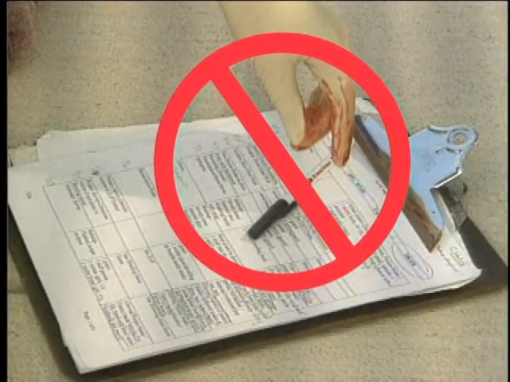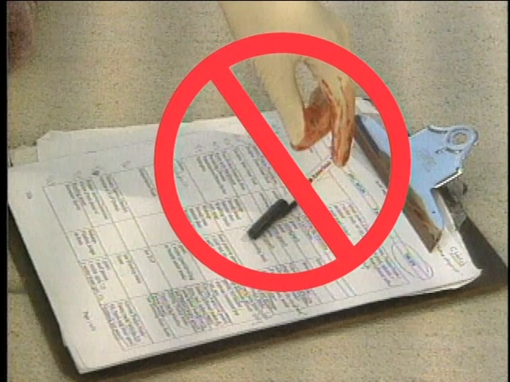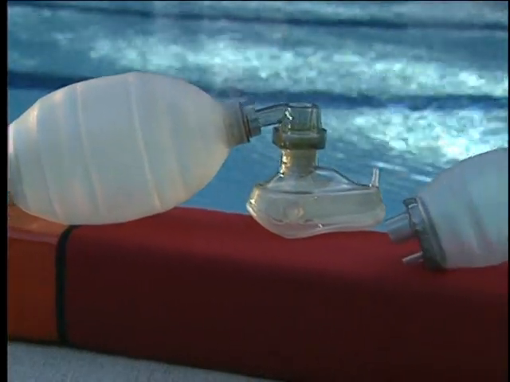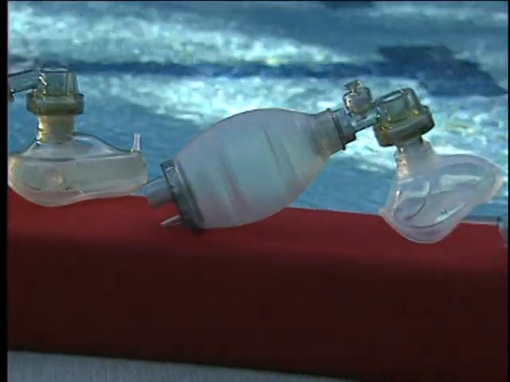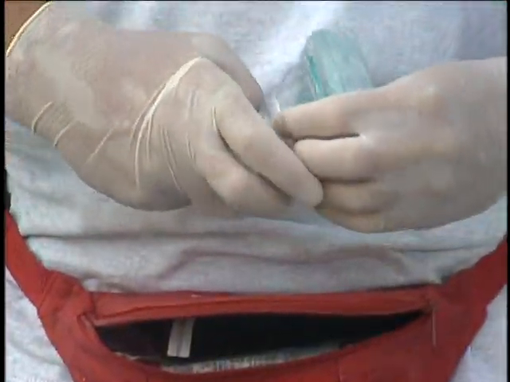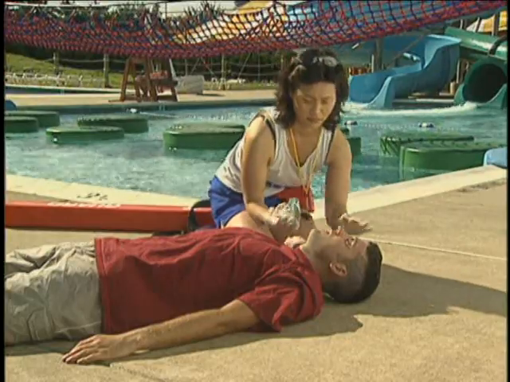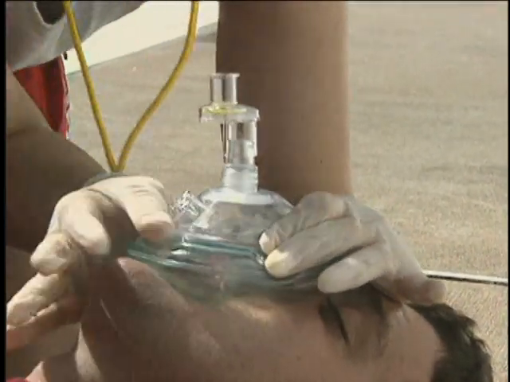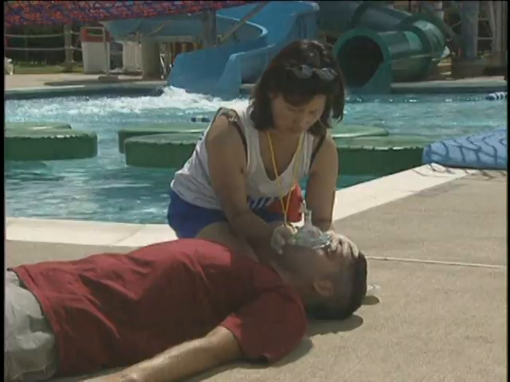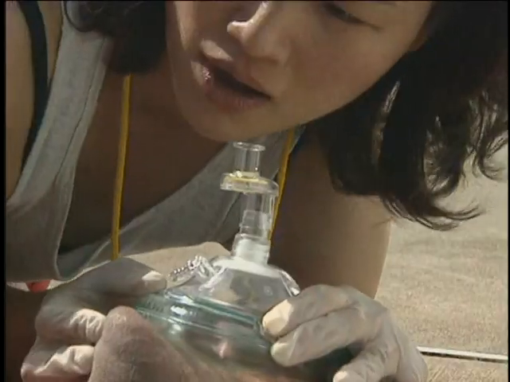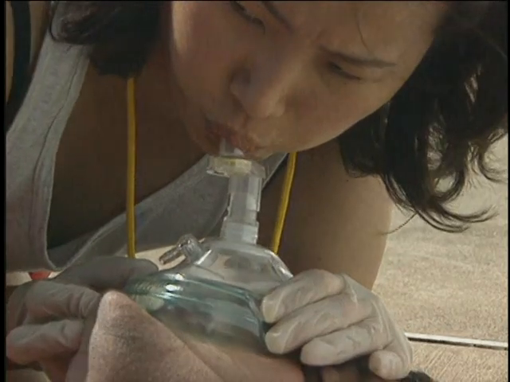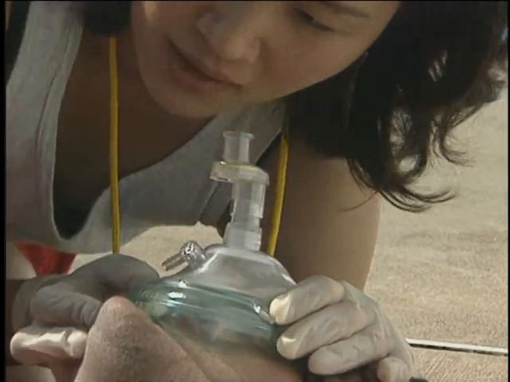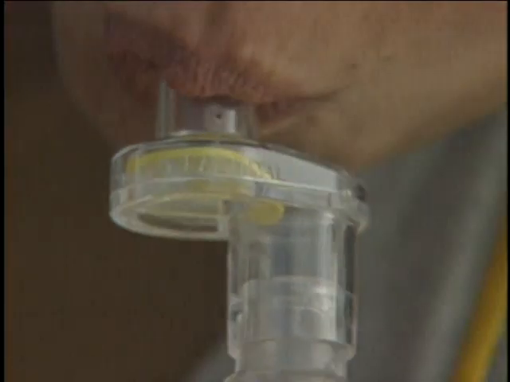Never handle personal items such as pens or combs when wearing soiled gloves. Breathing barriers include a variety of resuscitation masks and face shields. These devices are placed between you and the victim's mouth and nose to prevent you from making direct contact with body fluids. You should know how to use any devices made available to you. Always change masks between contact with different people.